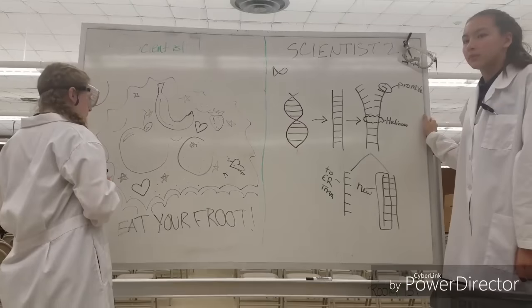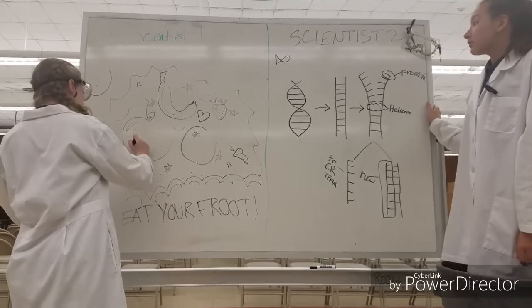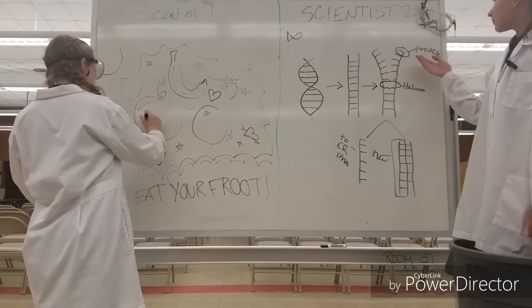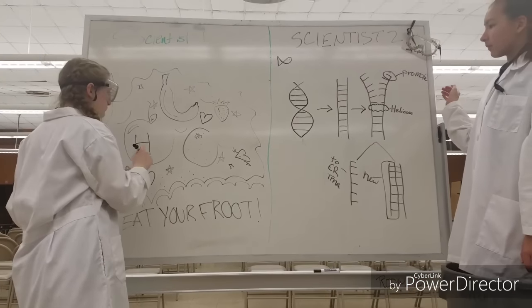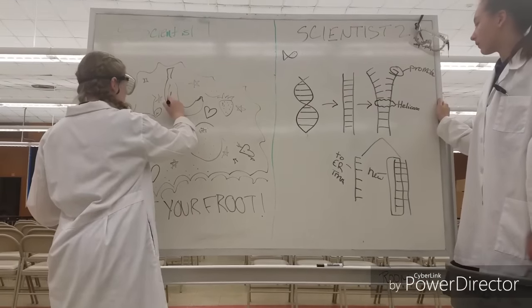Now let's go over the process of transcription. There are 4 steps of transcription. The first step is that RNA polymerase binds to promoter DNA, which begins the process of transcription.